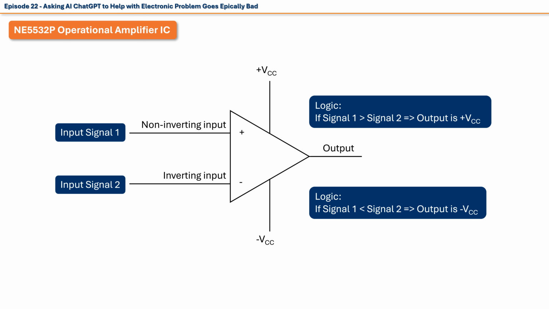We have an E5532P operational amplifier integrated circuit chip. It has an inverting and a non-inverting input, 2 terminals for power supply and an output. The concept of an operational amplifier is that it compares the signal level at the non-inverting input to the one at the inverting input, and if the signal is greater, it outputs voltage at the positive supply rail, and if the comparison is negative, it outputs voltage at the negative supply rail. Pretty simple and quite effective.